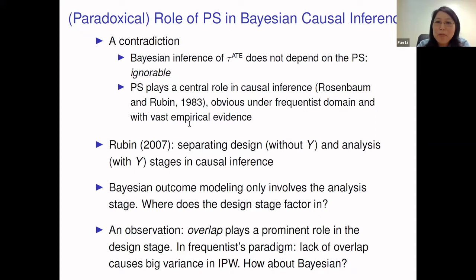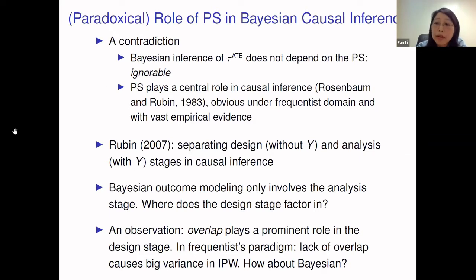The 83 paper was purely frequentist. There, propensity plays a huge, obviously central role, and there is vast empirical evidence that the propensity score is important. So this has become a paradox, a contradiction. What is happening? That's what I try to clarify in today's talk.